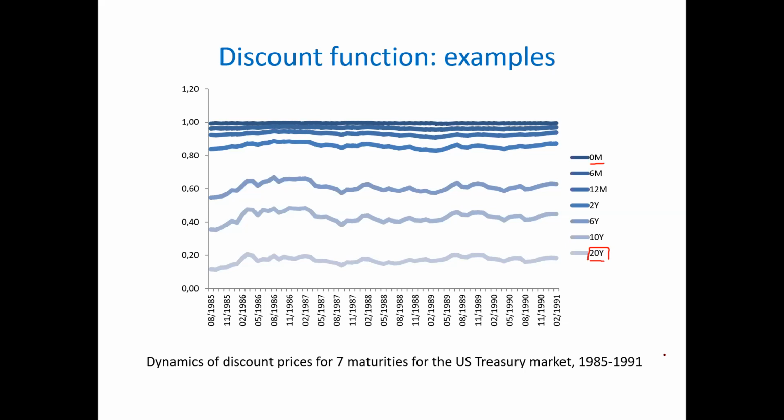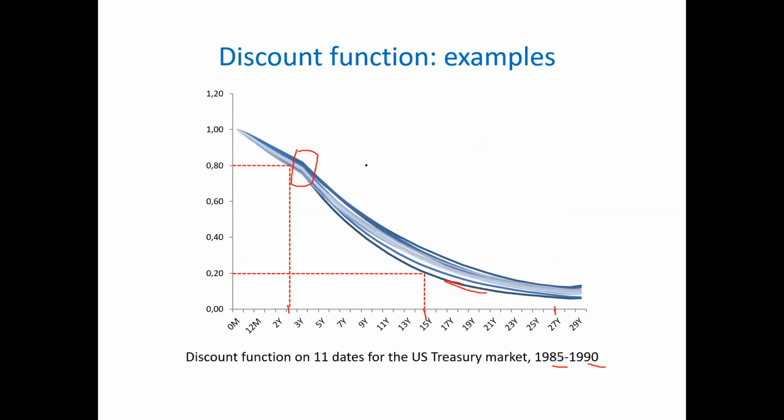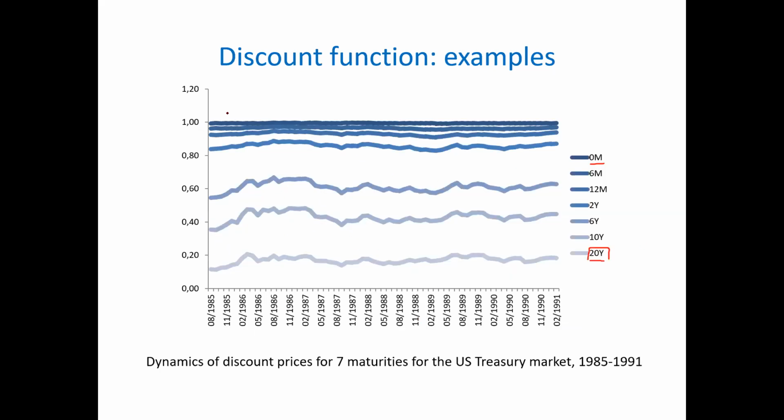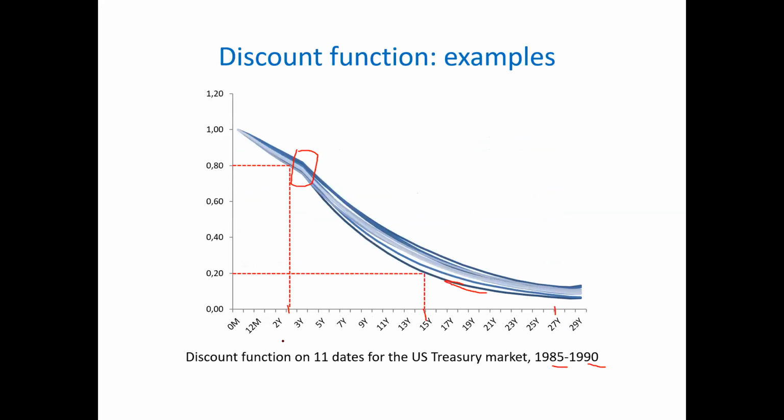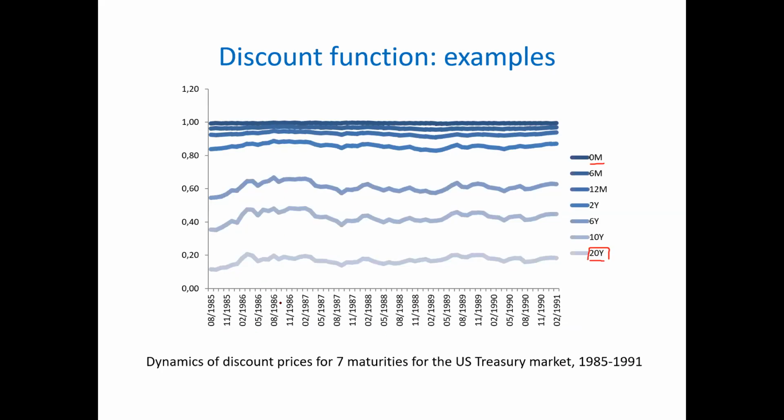So that's an explanation. Now, let's unite this figure and this figure into one graph, and that's going to be a three-dimensional graph because we're going to use different times to maturity on one axis, and also different dates on the other axis. So let's see how it looks.